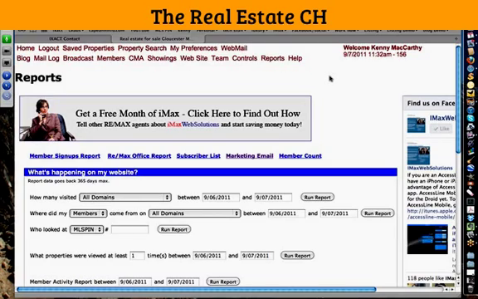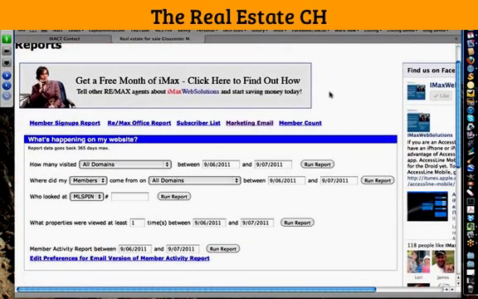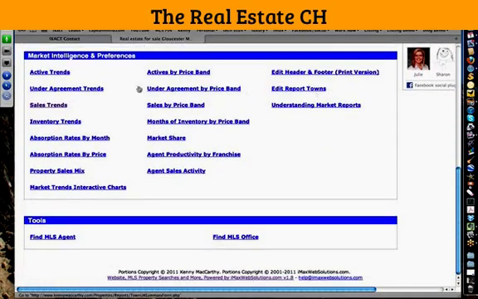If you look right now, you'll see that I'm logged into my website and I'm on the reports page, which is where most of the reports are found, but not all the reports. Most of them are found right here on your reports page. And we are going to start off with market intelligence and preferences.